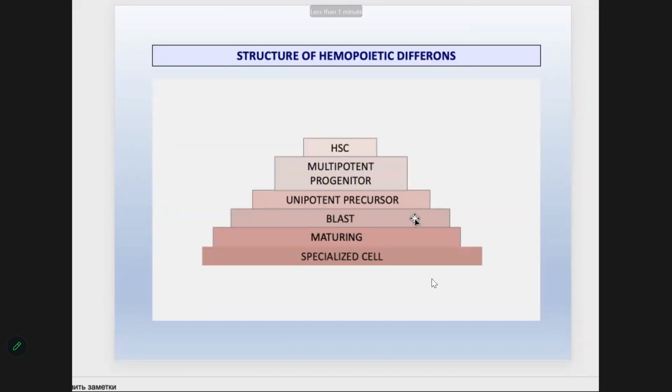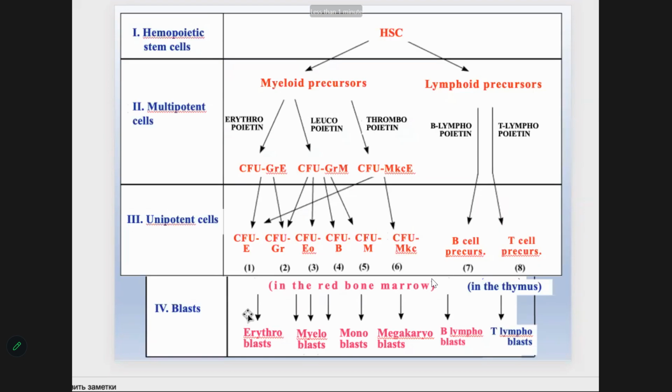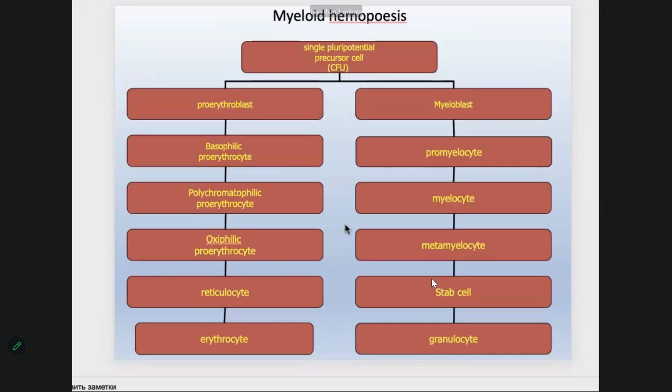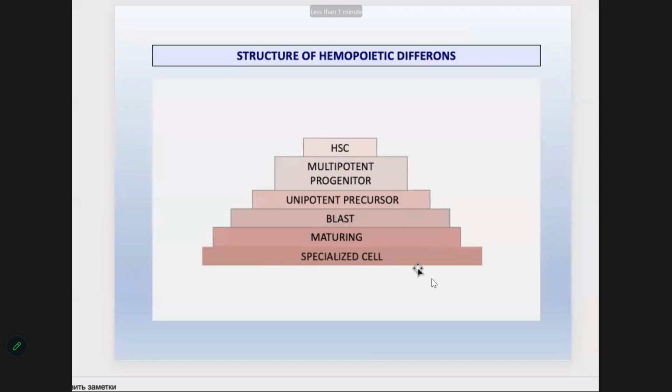The fourth class is called blasts, for example, erythroblasts, monoblasts, myeloblasts, lymphoblasts, and other types of precursors. The fifth class is named maturing cells. For example, these are the maturing precursors of erythrocytes and maturing precursors of granulocytes. And the last class is named specialized cells.